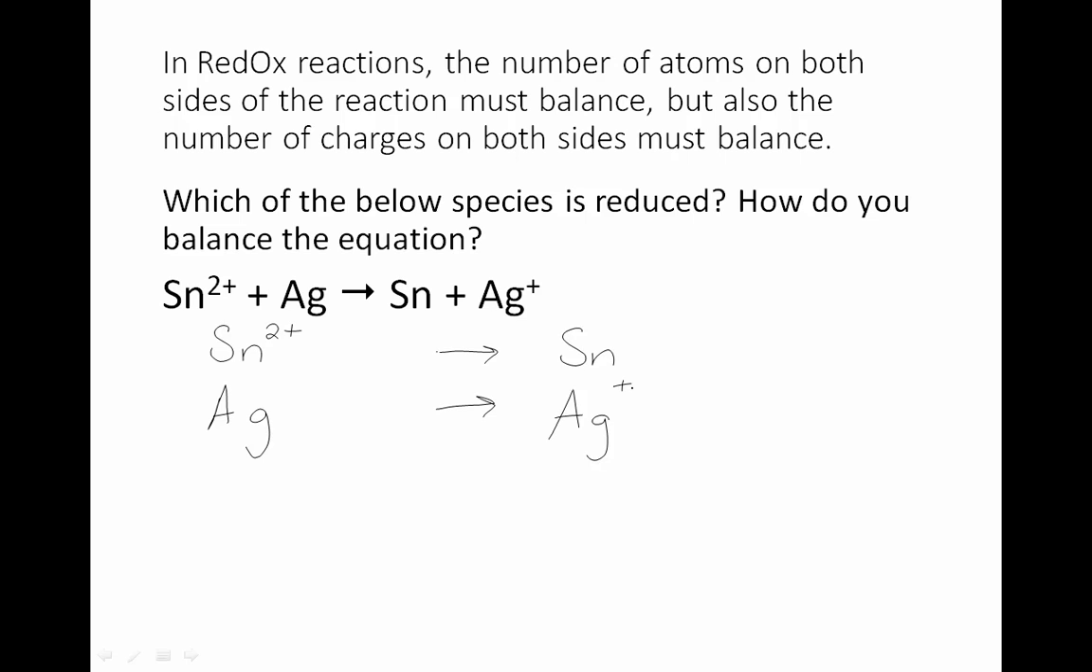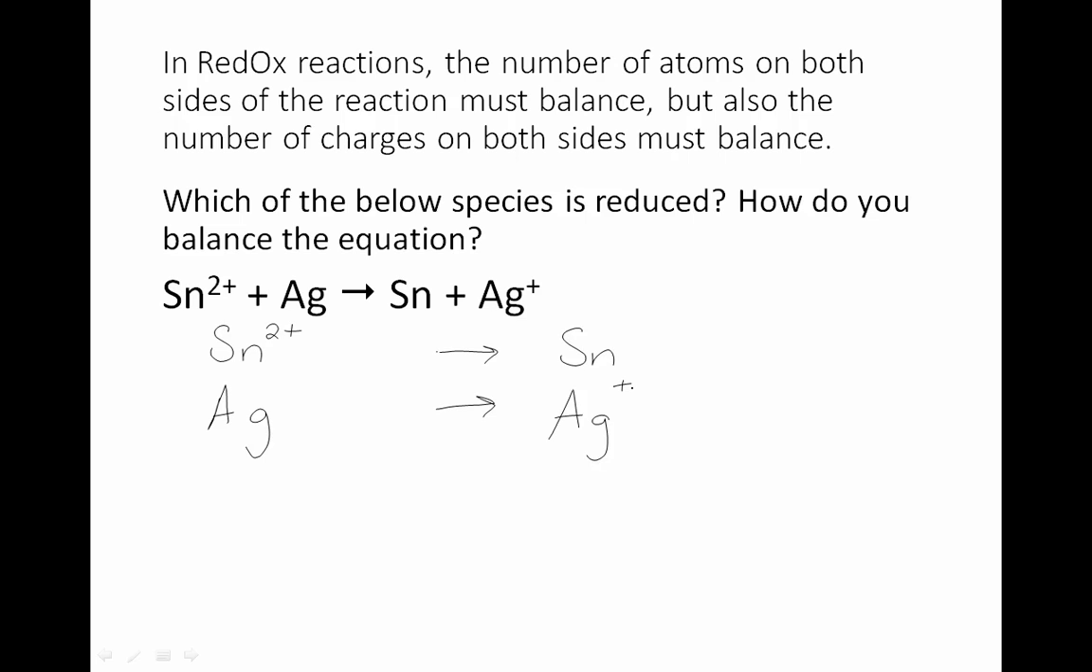Alright, so which of these needs to have electrons added to the left side of the reaction and which one needs electrons added to the right side? Okay, so charges need to balance. What's the charge of one electron? -1. So start with our first line. With Sn, we have a charge of 2+.